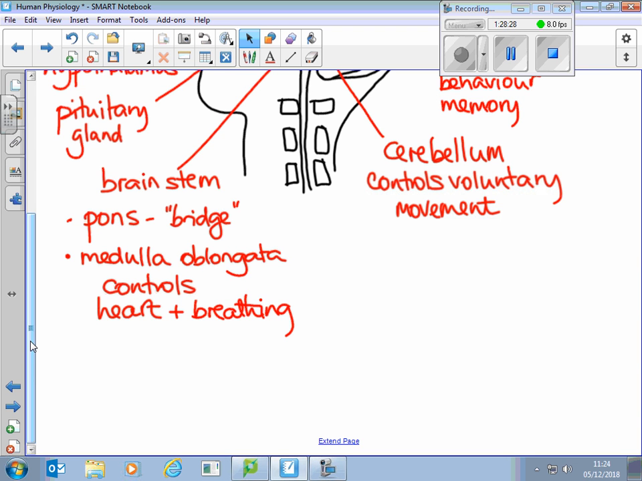Right, let's have a look at the model here. I think I'll pause the recording while I do this.